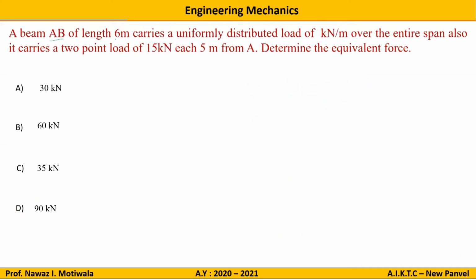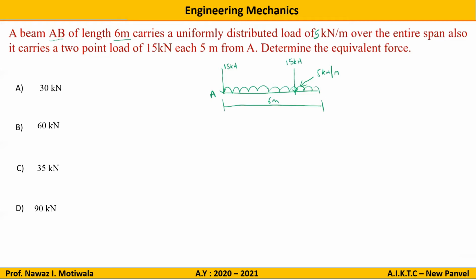Next question. A beam AB of length 6 meters carries a uniformly distributed load of 5 kilonewton per meter over the entire span. So I will make this. There is a UDL of 5 kilonewton per meter for the entire span of 6 meters. And it carries 2 point loads of 15 kilonewton each from point A. So let us say there is a 15 kilonewton force at point A, and after 5 meter distance, there is one more load of 15 kilonewton.